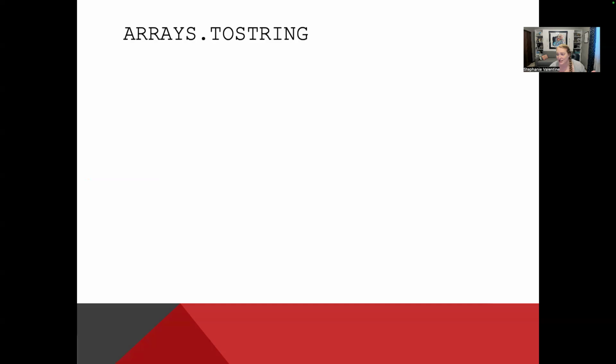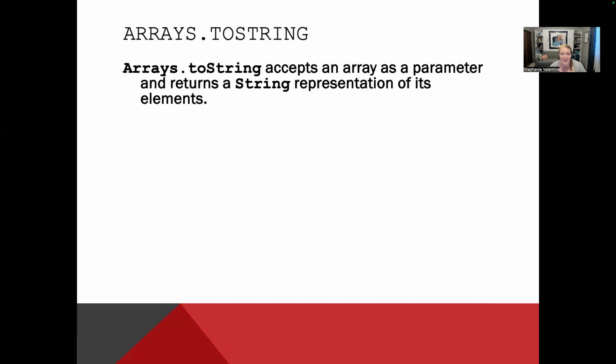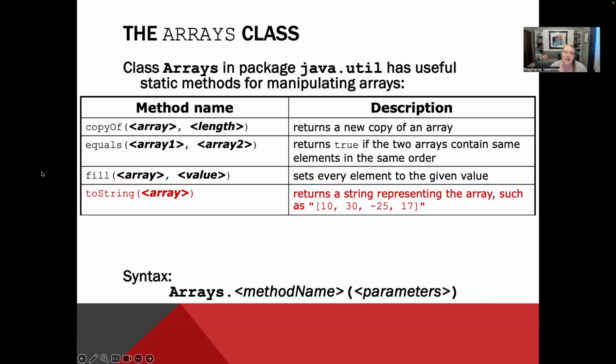Okay, so let's see what Arrays.toString does. First, I just want to say each of these is going to return a new array to you. It is not going to modify the existing array.